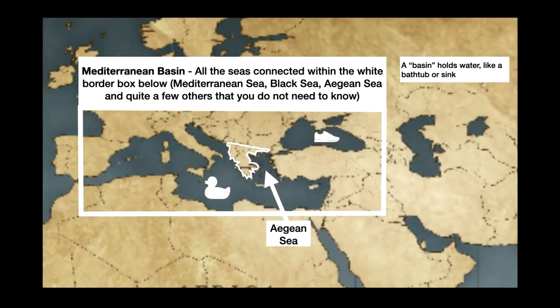So a couple of key things we're going to point out. The Mediterranean basin. A basin holds water like a bathtub or a sink. So when we refer to the Mediterranean basin, we're talking about all the different seas. It consists of the Mediterranean Sea, the Black Sea, the Aegean Sea, and a few others like the Adriatic that we don't really need to know in this class. But if you look inside that area, you can see your shapes. You got your crazy duck and your Nike tennis shoe, but also the white highlighted area. The Aegean Sea is right beside the Greek peninsula.